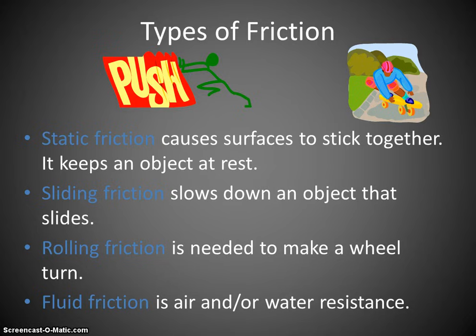And fluid friction. Fluid friction happens with, that's right, fluids. And remember, water, liquids are fluids, but also air is a fluid. So the friction that you encounter when you go through the air, that's also fluid friction. So we have 4 major types of friction. Static keeps things still. Sliding slows them down as they're moving or sliding. Rolling friction helps to make wheels move. And fluid friction is that resistance you encounter in water or in the air.